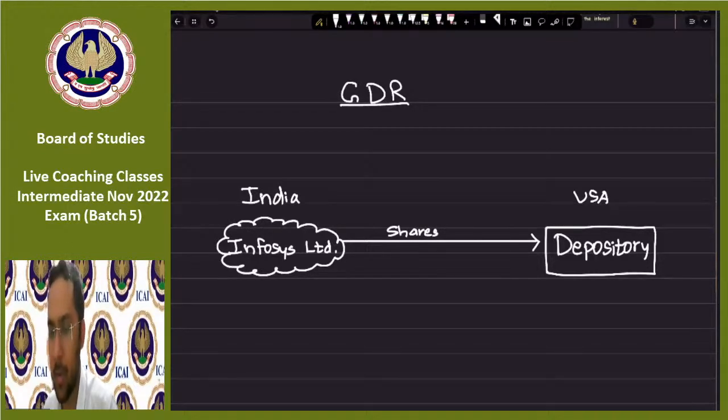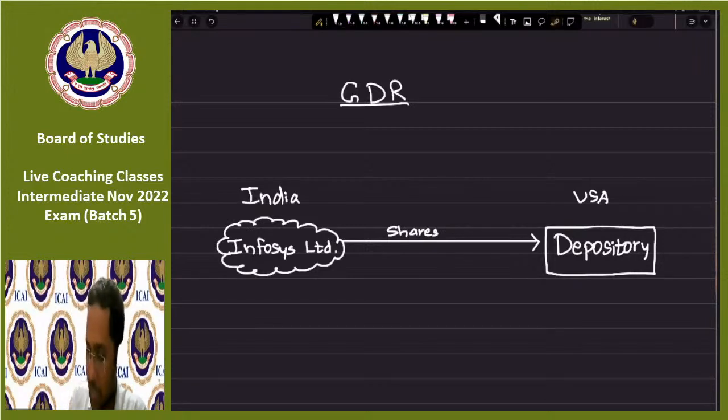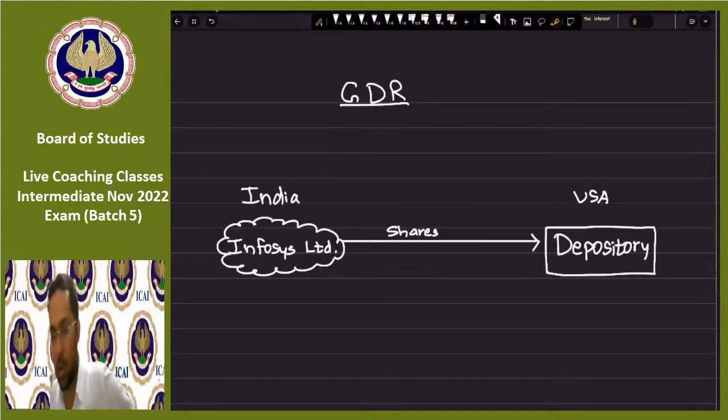NSDL, CDSL, okay, intermediaries. Basically, depositories are banks of shares. These are the entities who keep the shares in dematerialized form. The entire dematerialized shares are kept by the depositories. In India, we have depositories as NSDL and CDSL, National Securities Depository Limited and Central Depository Services Limited. NSDL and CDSL are the two depositories who keep the shares in dematerialized form. They are the bank of securities, the bank of shares.